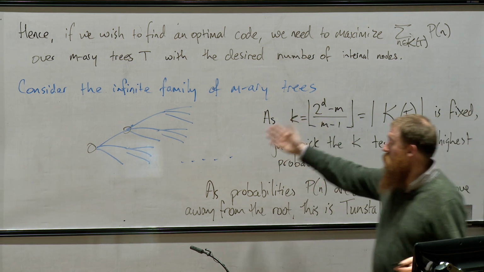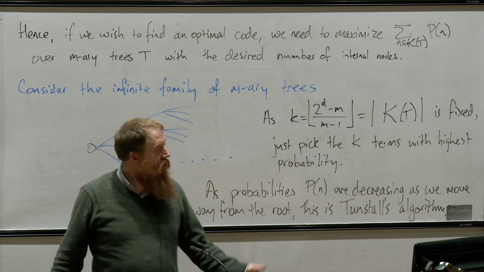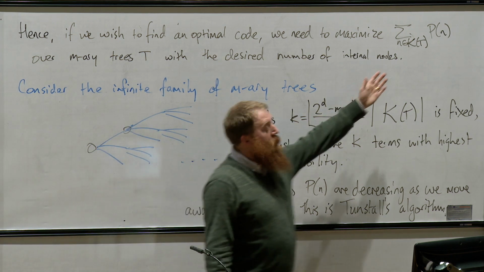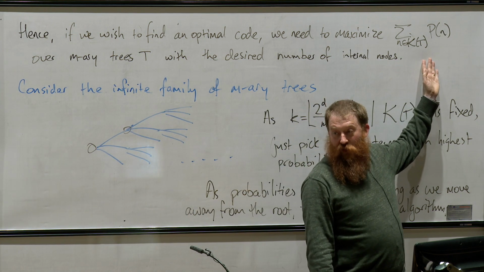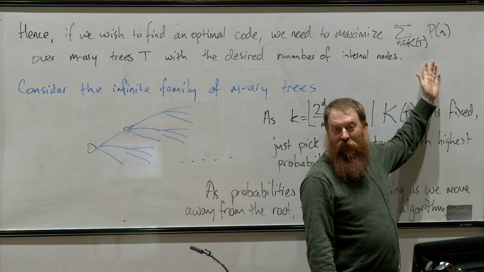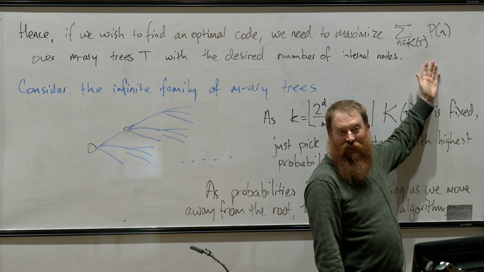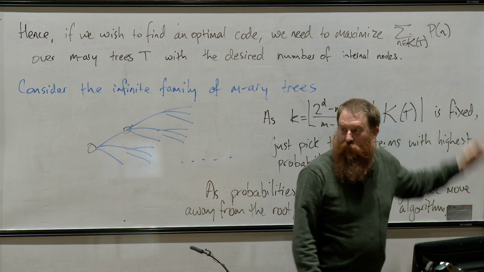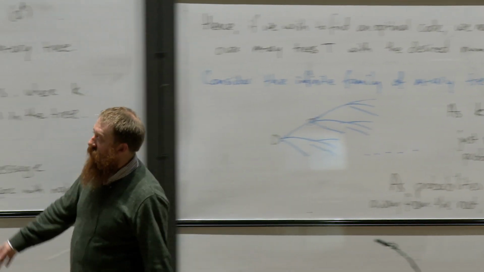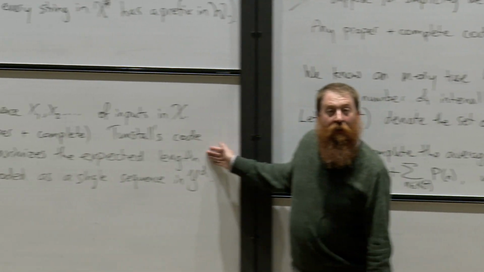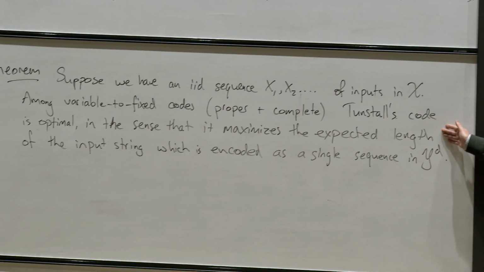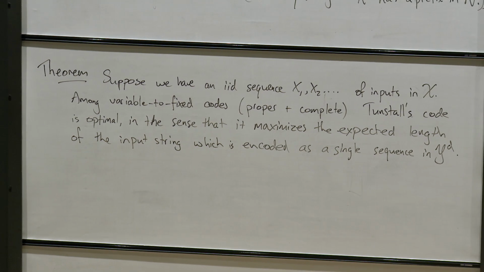So it's selecting k terms with the highest probabilities in the tree. Therefore, it has maximized this over all possible trees. It's maximized this over all possible selections of nodes from the infinite tree. And therefore, it must be optimal in the desired sense. So we've maximized this expected probability. And that's how we know Tunstall's code is optimal.